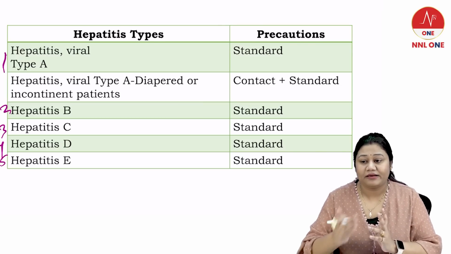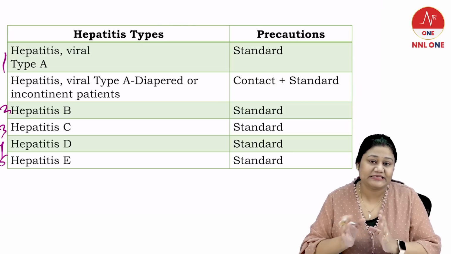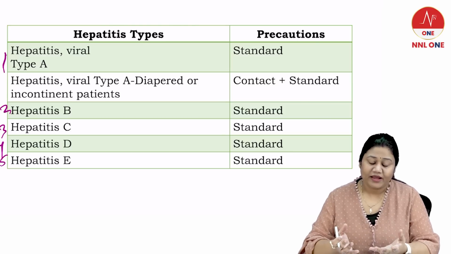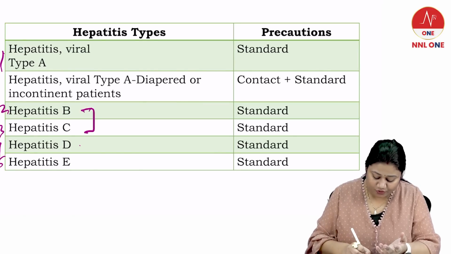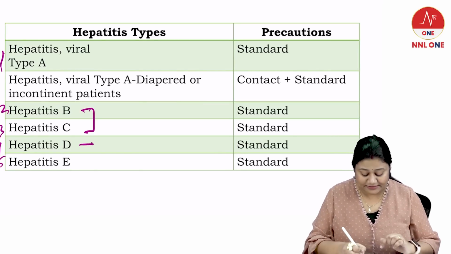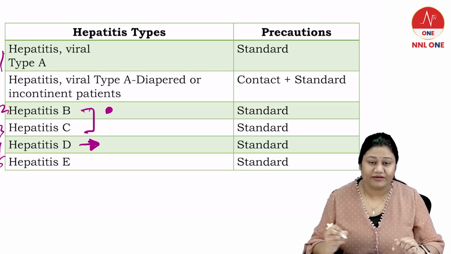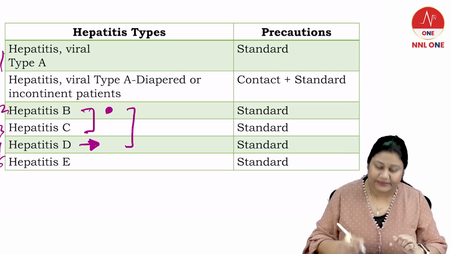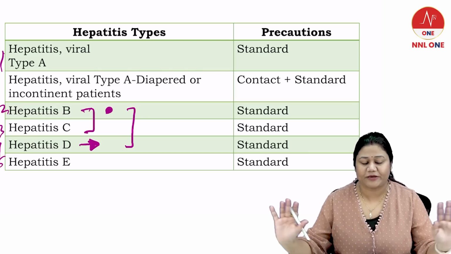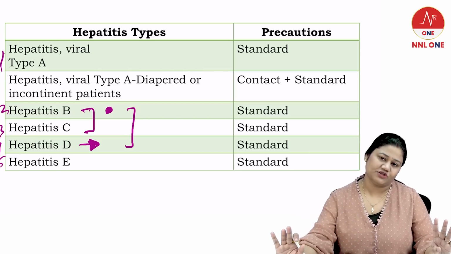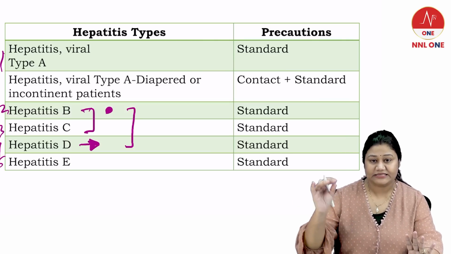Now always remember, let us revise this with the mode of transmission. We know hepatitis B and C are transmitted through the blood route. Hepatitis D is also transmitted that way, especially if the patient has hepatitis B. So all these, hepatitis B, C and D, require standard precaution. We don't have to put these patients into any form of transmission precaution. Only standard precaution should be maintained for hepatitis B, C and D.